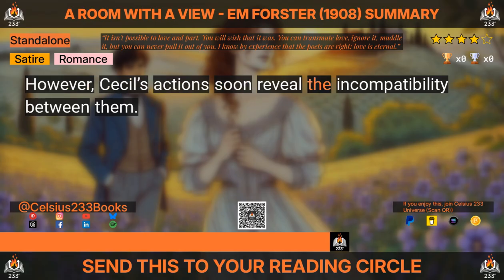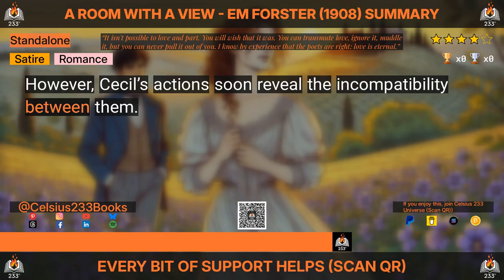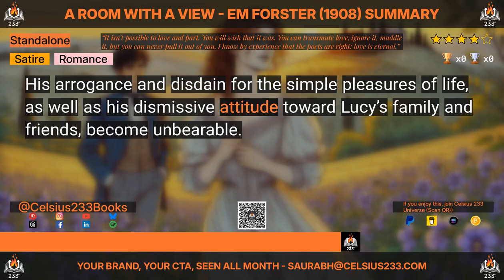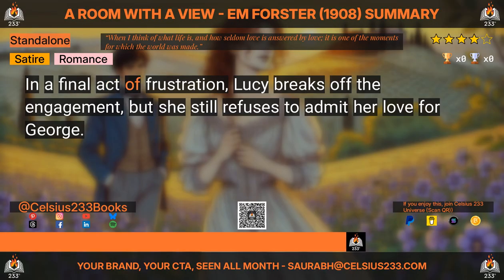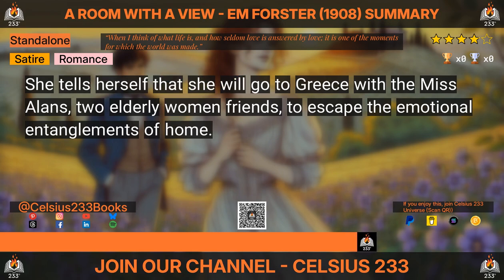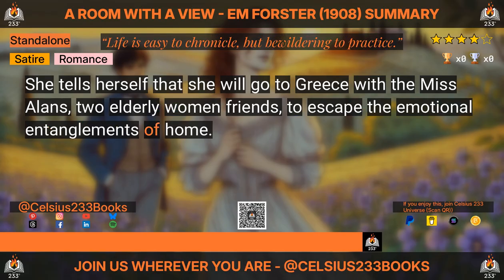However, Cecil's actions soon reveal the incompatibility between them. His arrogance and disdain for the simple pleasures of life, as well as his dismissive attitude toward Lucy's family and friends, become unbearable. In a final act of frustration, Lucy breaks off the engagement, but she still refuses to admit her love for George. She tells herself that she will go to Greece with the Miss Allens, two elderly women friends, to escape the emotional entanglements of home.